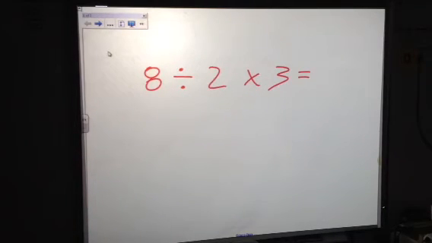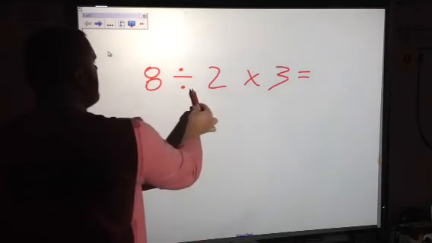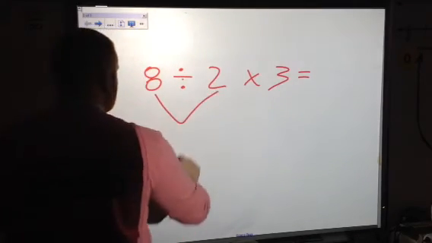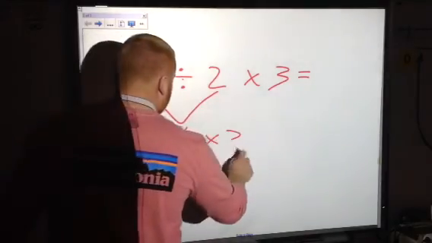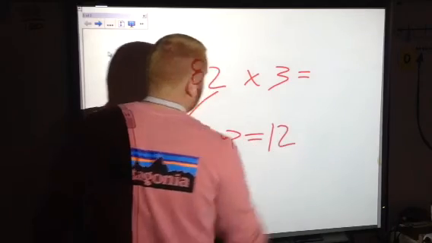Well, when we have those two operations together, you have to read it left to right. Perform it left to right, just like we read books, just like we read text, okay? So if I start left and I work my way right, I notice that division comes first. So 8 divided by 2 equals 4. I do one step at a time and rewrite my equation. And then I end up with 4 times 3, which is 12.